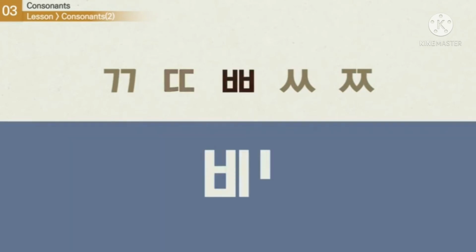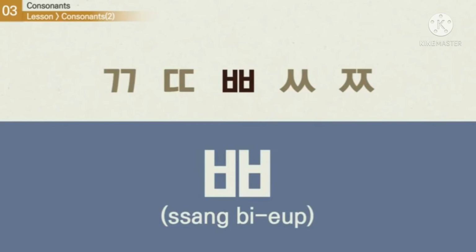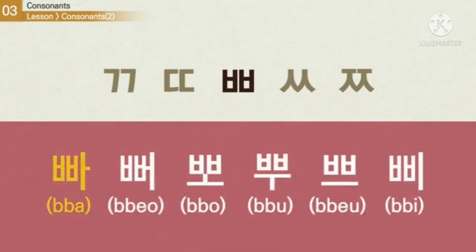Doubling piup makes sangbiup. Sangbiup is pronounced like piup, but with more stress on the vocal cords. It also has a higher tone. Listen carefully. 빠, 뻐, 뽀, 뿌, 뿌, 삐.